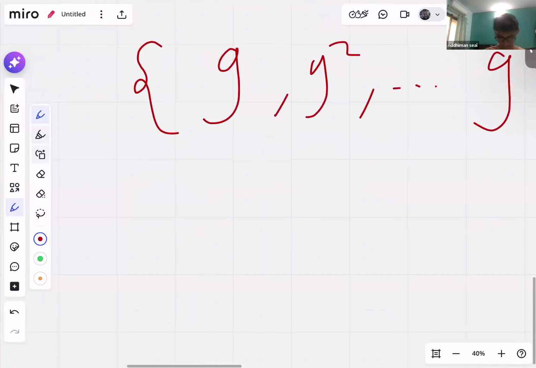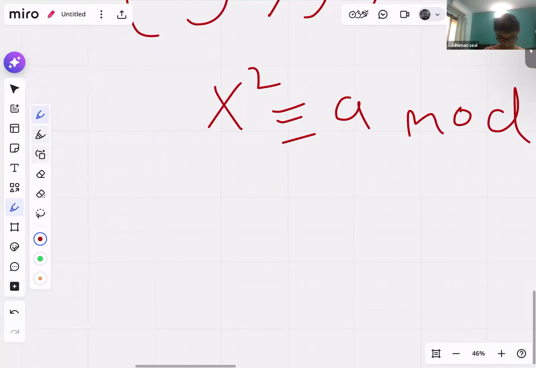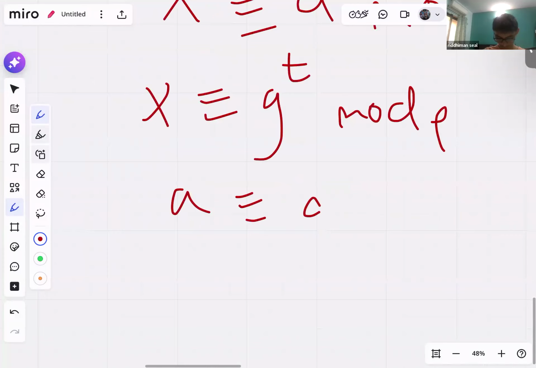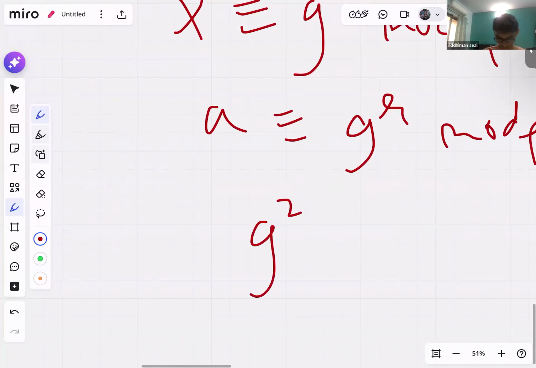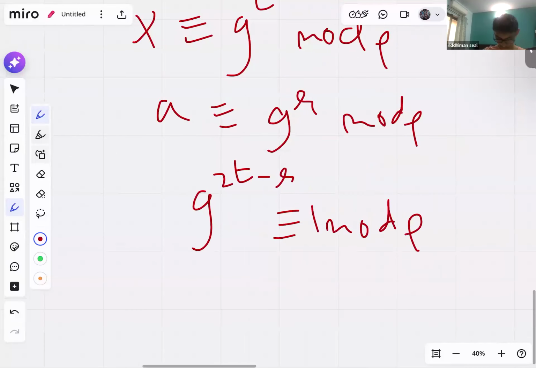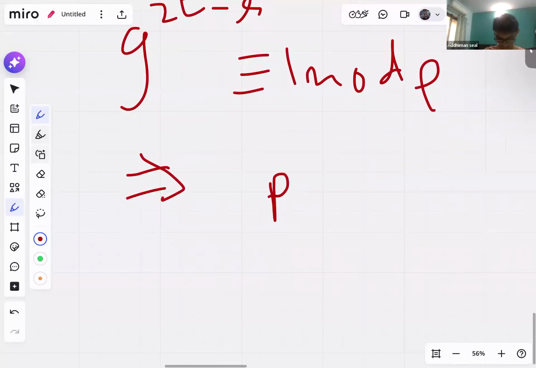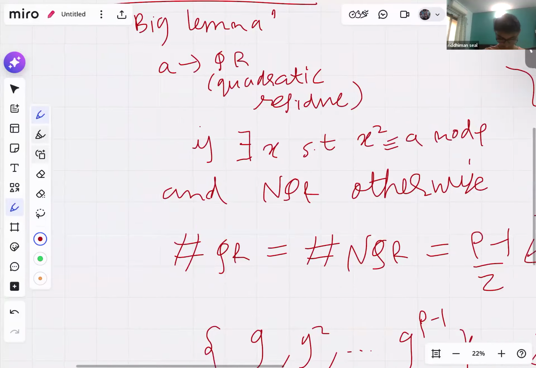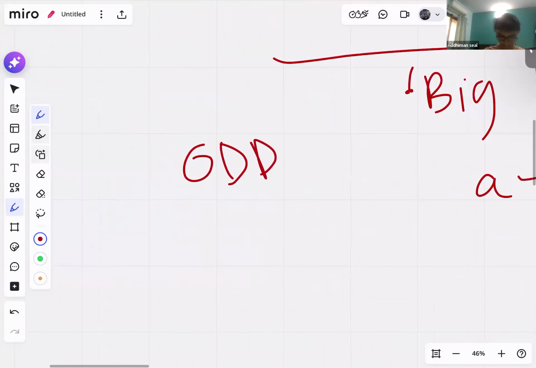And then after that, you can observe that if x squared is congruent to a mod p, and if you say x is congruent to g to the power t, and a is congruent to g to the power r, then we will get g to the power 2t minus r is congruent to 1 mod p. This implies that p minus 1 divides 2t minus r, and 2 divides p minus 1. I might not have mentioned, all of this is for odd primes. We do not include 2.